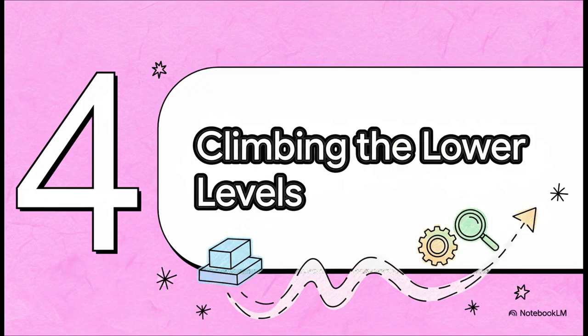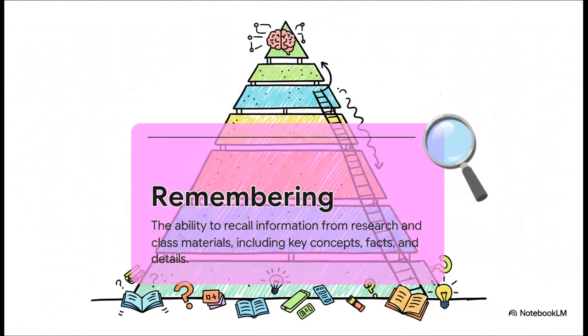So let's start our climb. These first few steps of the pyramid, they're absolutely essential. You can't get to the top without them. But the real goal is not to stop here. First up is remembering. This is pretty straightforward. It's just your brain recalling facts, figures, and basic ideas. Now, what's so interesting here is that even though it's necessary, it's considered a lower order skill. It's not the end goal, it's just the springboard.